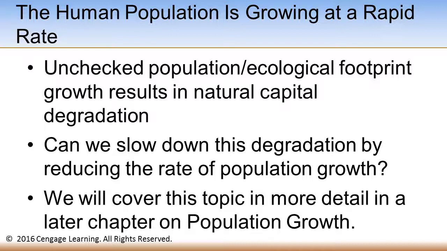Just to bring back to point that one of the root causes of the environmental problems is population growth. So we have a slide here that simply covers this topic in relation to unchecked population growth, which can result in natural capital degradation, which we've already mentioned. And the question is, can we slow this natural capital degradation down by reducing the rate of population growth? So let's look at the next.